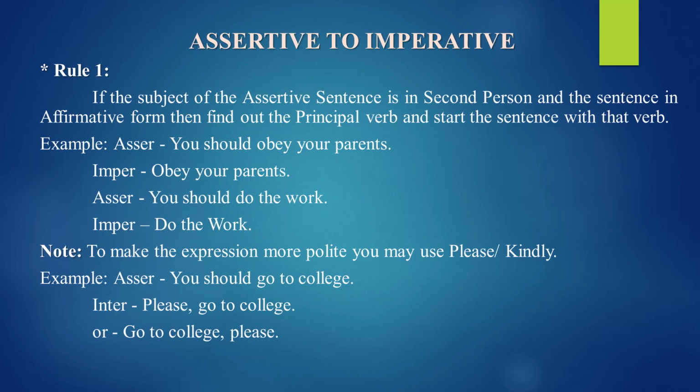Now, assertive to imperative. Rule 1. If the subject of the assertive sentence is in second person and the sentence is in affirmative form, then find out the principal verb and start the sentence with that verb. Example, you should obey your parents. Imperative, obey your parents. You should do the work. Imperative, do the work. Note: to make the expression more polite, you may use please or kindly. Example, you should go to college. Please go to college. Or, go to college, please.